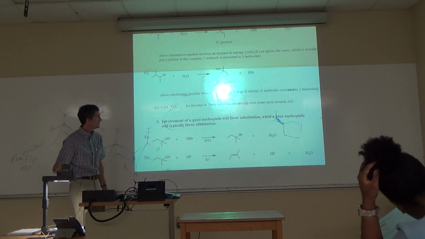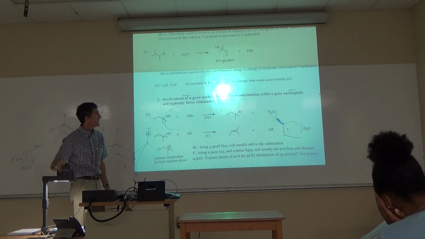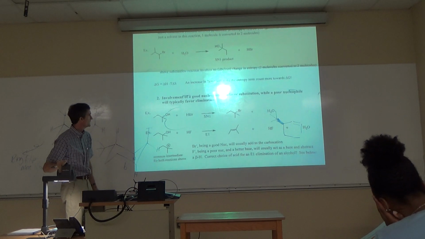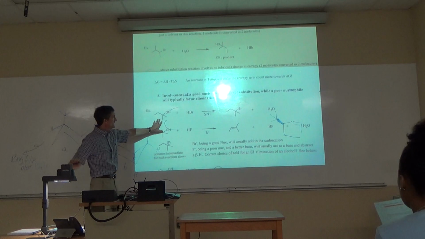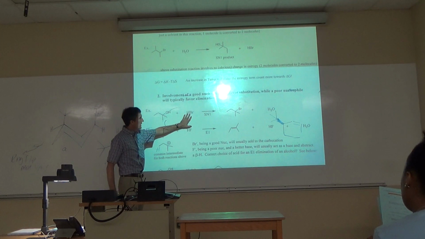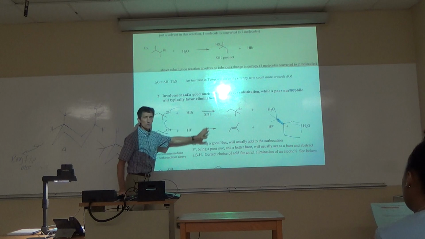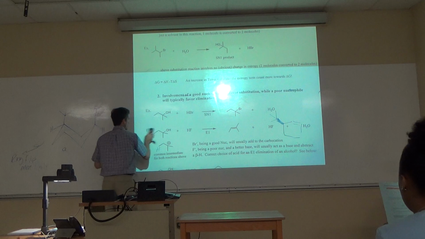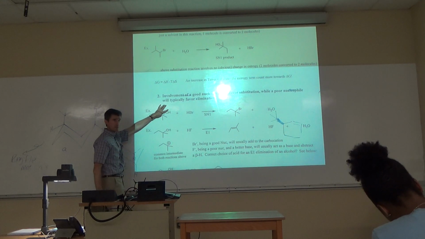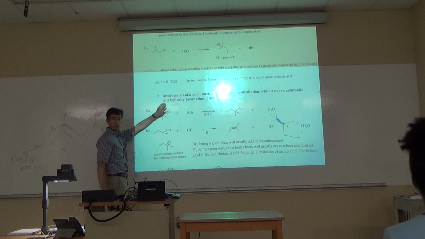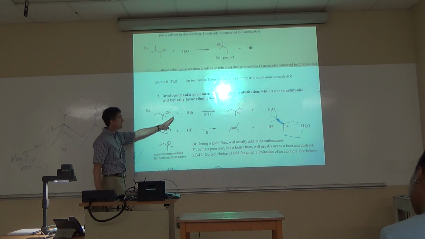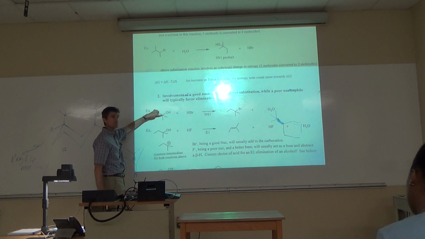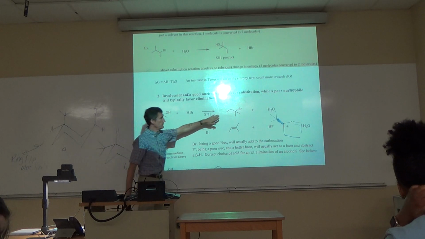Number 2, involvement of a good nucleophile will favor substitution, while a poor nucleophile will typically favor elimination. If we take this alcohol and react it with HBr, we can get an SN1 reaction. And the mechanism involves what? First step of this mechanism? Protonate the OH. Make it a good leaving group. Then it can leave and make a carbocation. What type of carbocation is being made? Tertiary. And then the last step, Br minus attacks. Get this product.